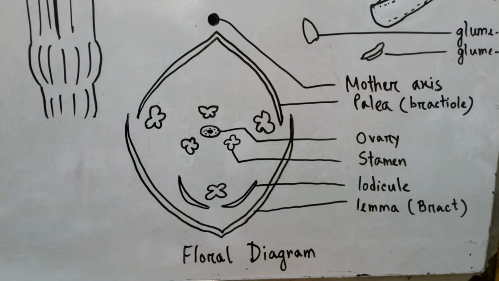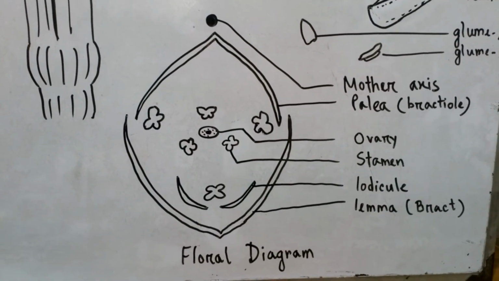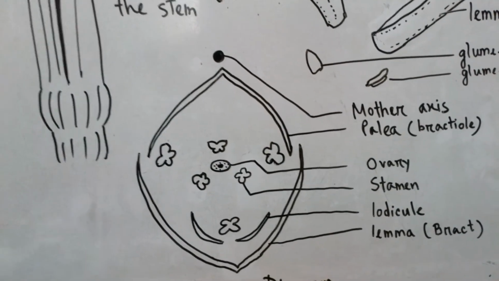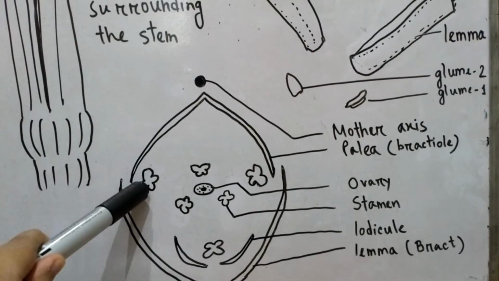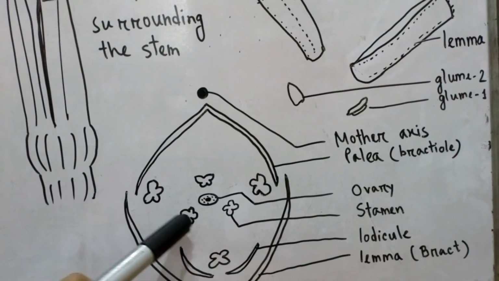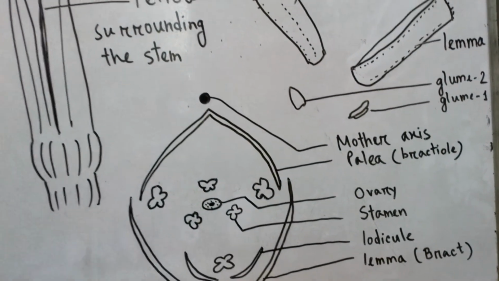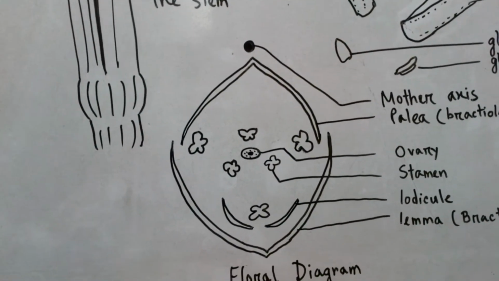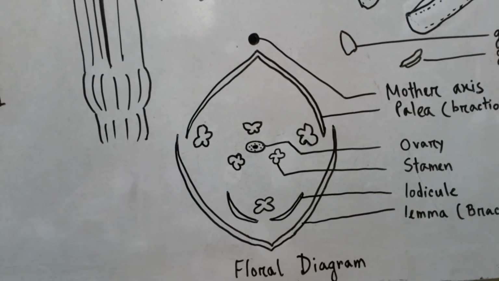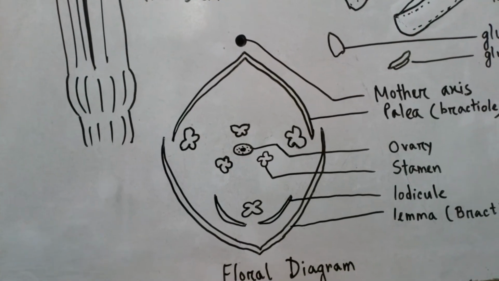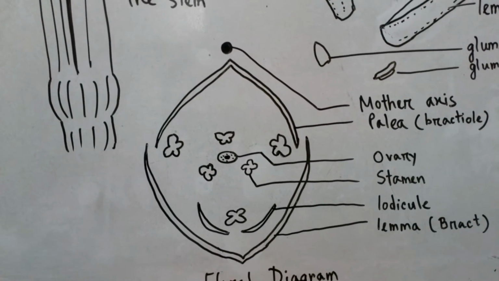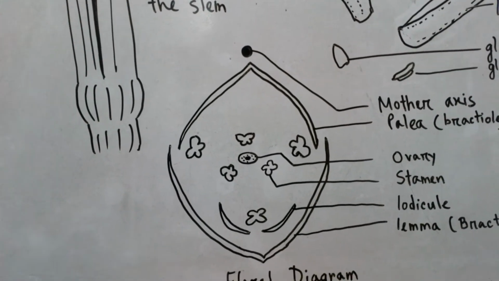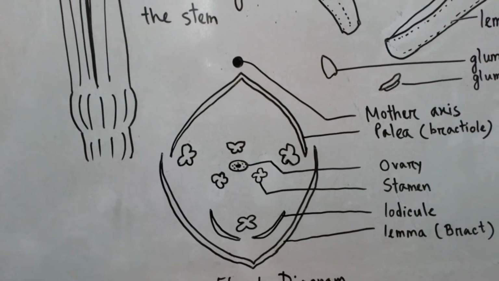After that lodicule, you can see that there are 6 stamens, and also you can see that they are arranged in 2 rows. So in one row these 3, and in another row these 3 stamens are arranged. So they are also free. Stamens are 6 in number, and they are free. And what type of placentation is present? Basal placentation is present. Okay, so this is about the floral diagram.